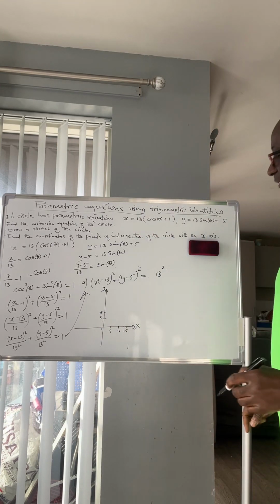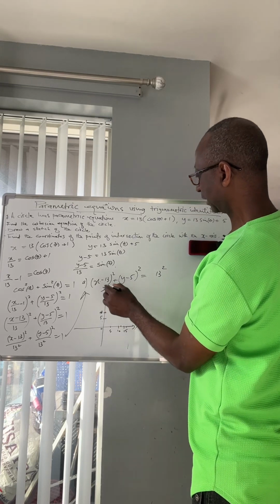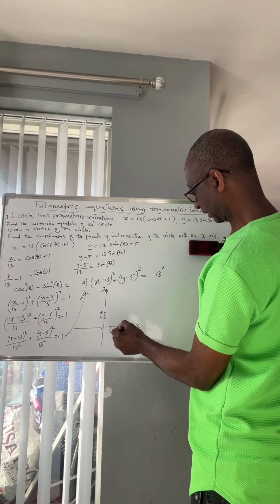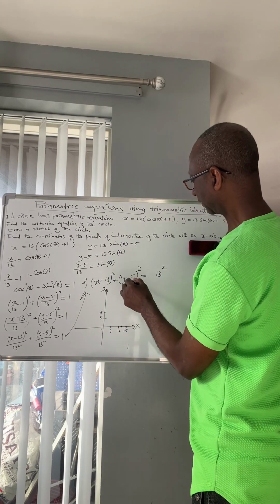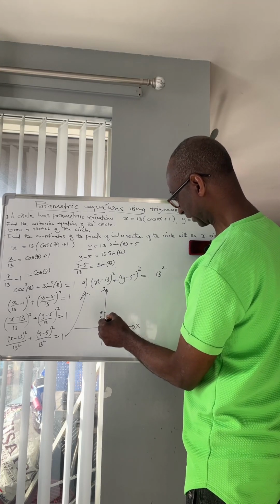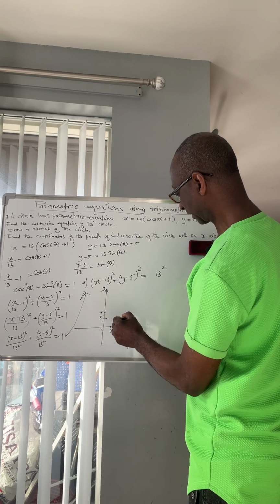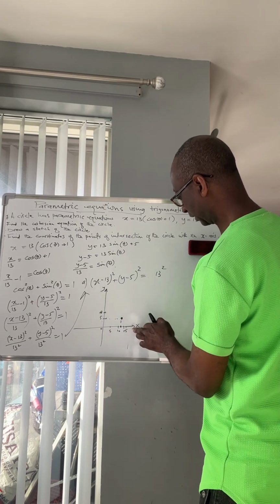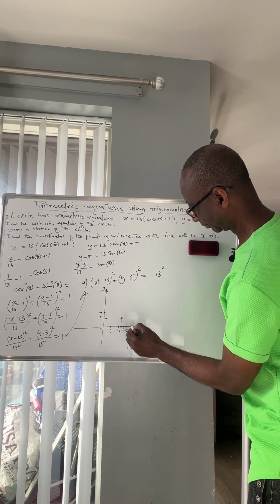So what is 13? 13 is somewhere around here, and sorry, x is 13. 13 is somewhere around here, between 10 and 15. And y is 5. 5 is already here. So where they intersect, this is our center. This is the center of the circle. If that is the center, then this needs to extend.